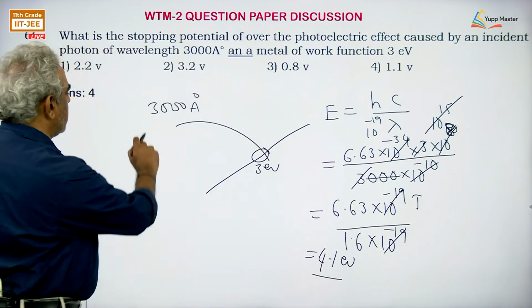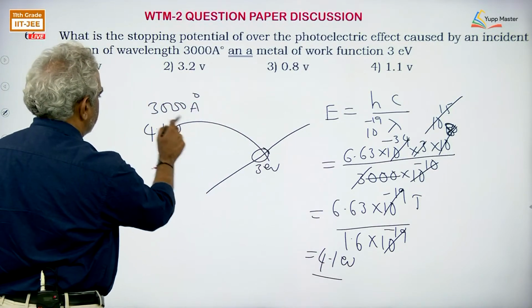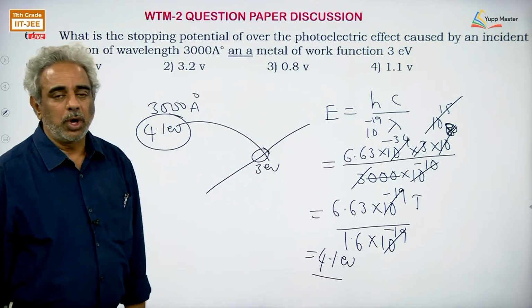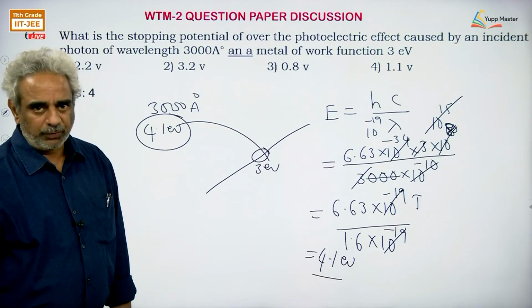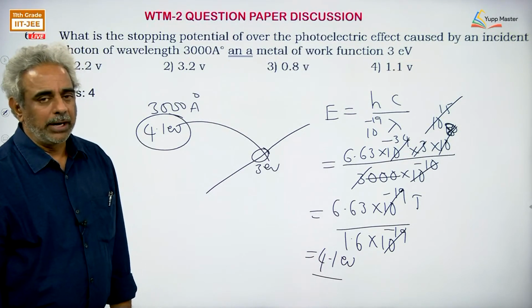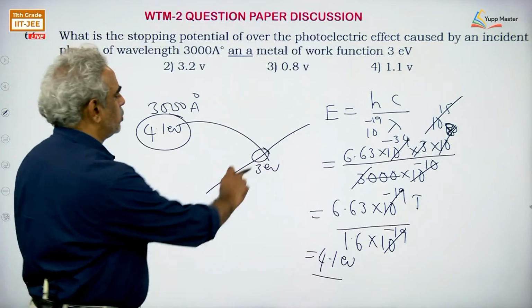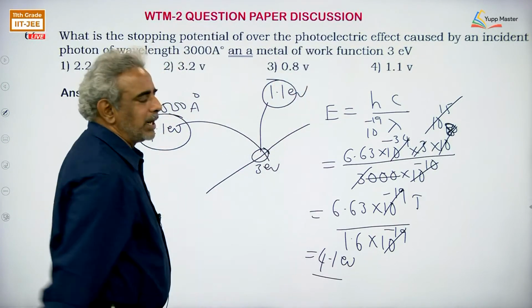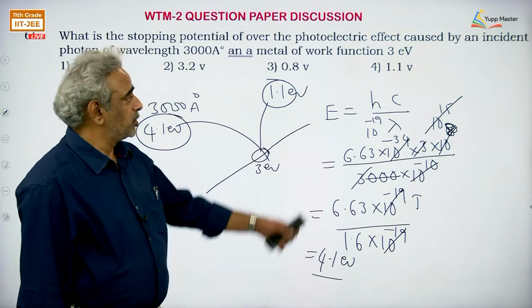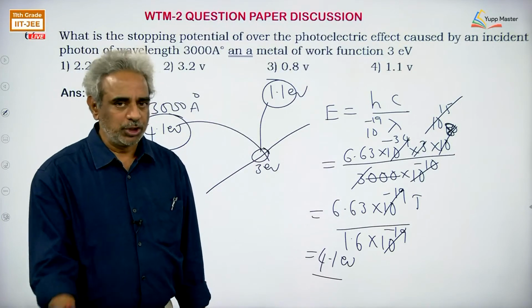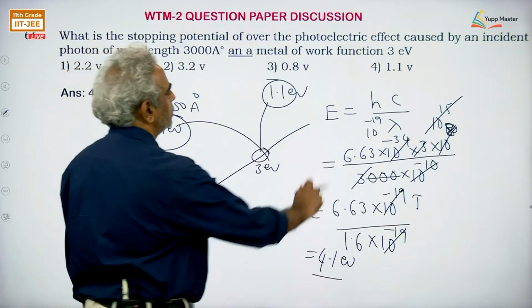So 4.1 electron volts is the energy of the incident photon, out of which 3 electron volts is absorbed by the metal as its work function, and the difference will be converted into the kinetic energy of the photoelectron. So 1.1 electron volts is the kinetic energy of the photoelectron, but the stopping potential will be just this numerical value, but in volts. So 1.1 volts.